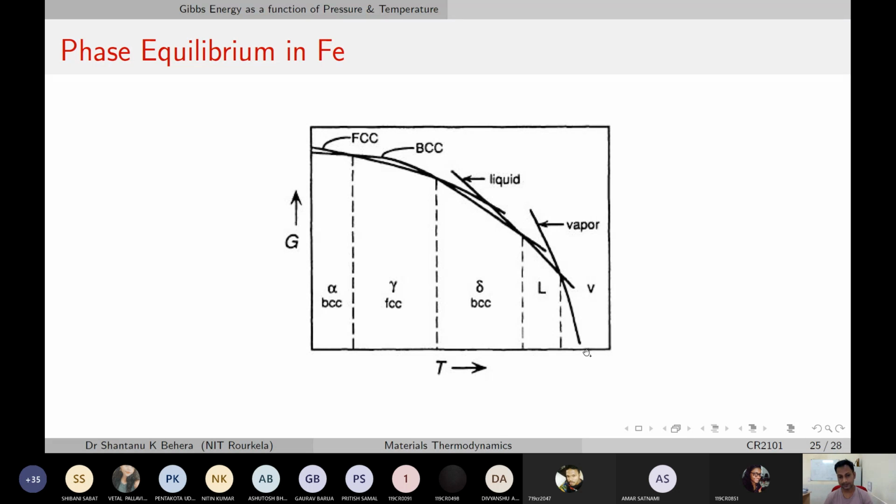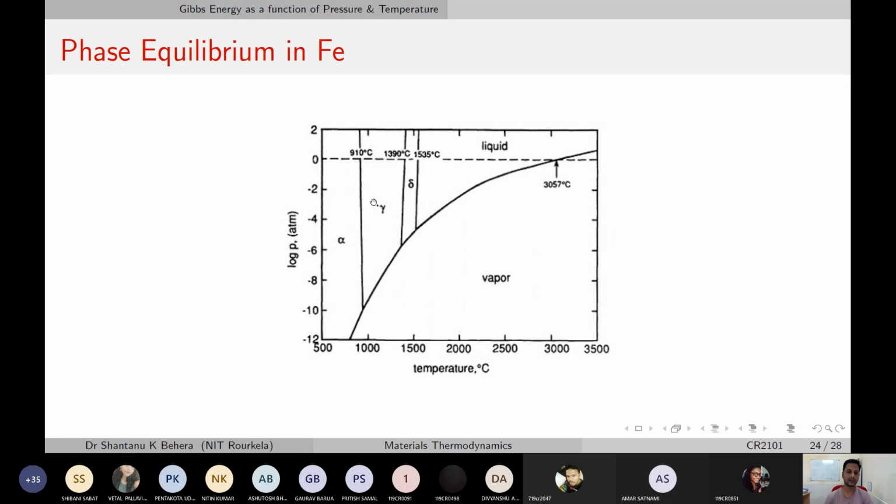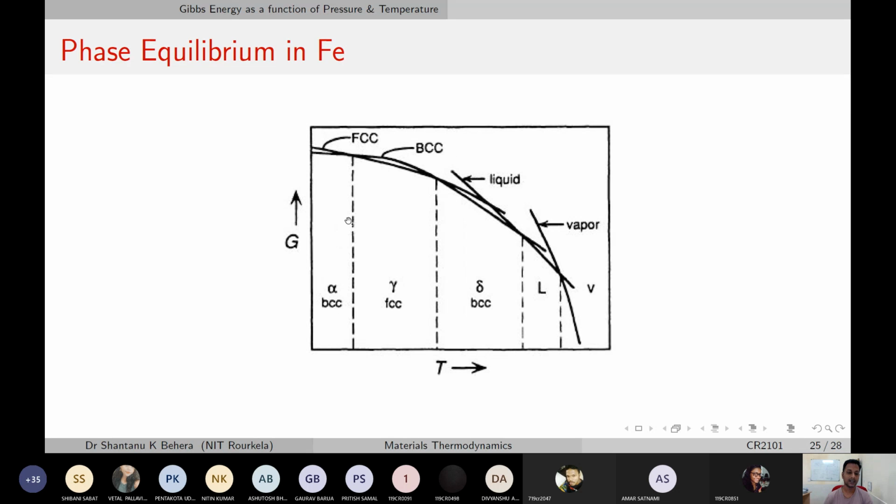where it's the sloping curve here. This is the G versus T curve, and you will see that from this temperature, which is room temperature, to about 935 degrees Celsius or 910 degrees Celsius, that's where the alpha form of BCC is. See, alpha is the BCC phase. That's the alpha phase, which is stable from normal temperature to about 910 degrees Celsius.